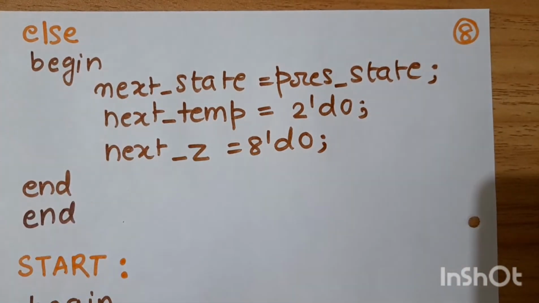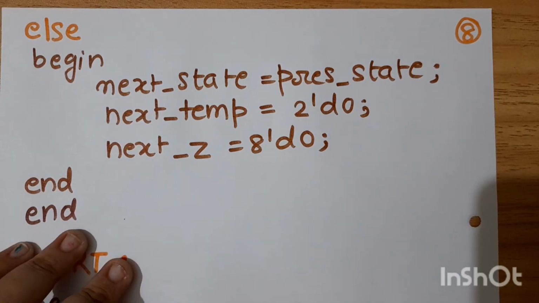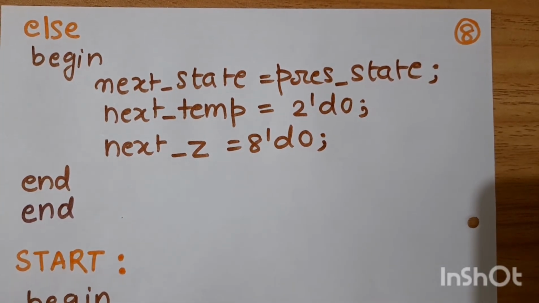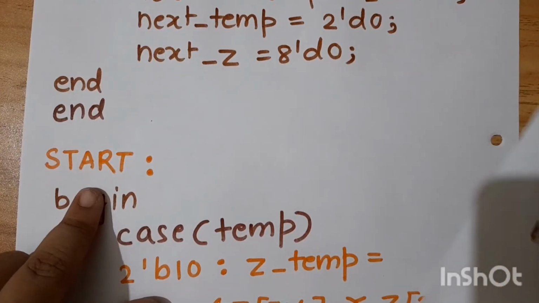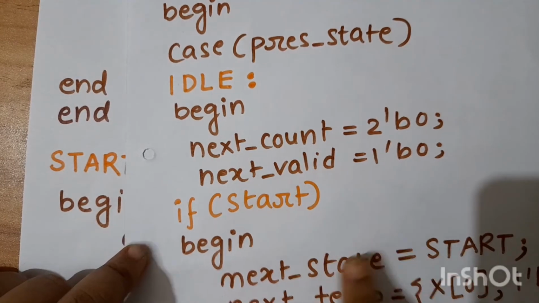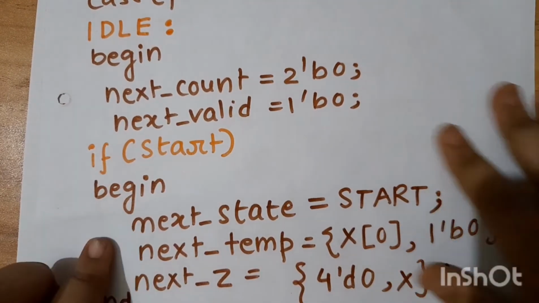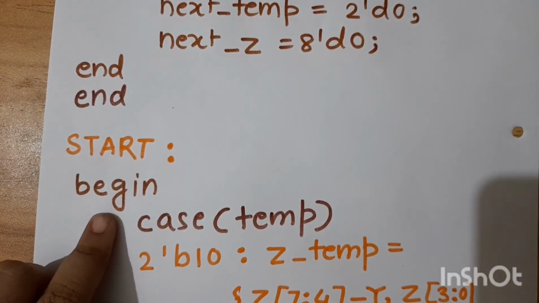If the start pulse is not there, the next state is equal to present state, it would remain. Next temp is also equal to 2'd0, and next_z also 8'd0 will only remain. Okay, we will go out of the loop only when we get the start pulse. Here we got the start pulse, no, and next state has become the start, so we will reach here.